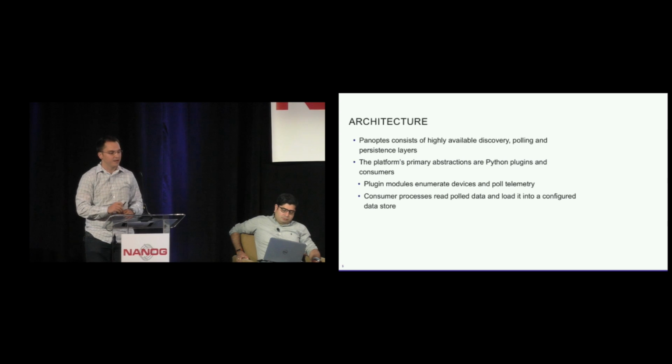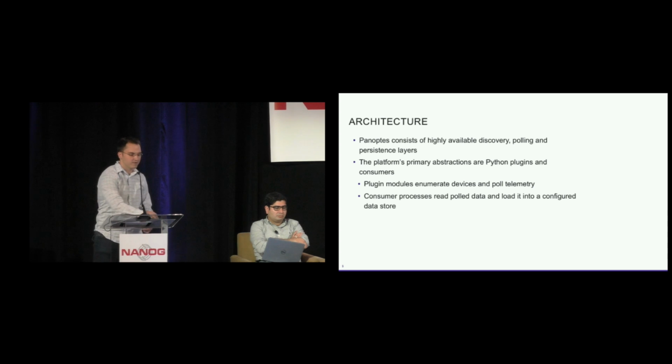Panoptes consists of three major subsystems. We have a discovery layer, which enumerates the devices to collect telemetry from. We have a collection layer that issues queries to collect telemetry. And then finally, we have a persistence layer that sends telemetry from our data bus, Kafka, to various data stores.